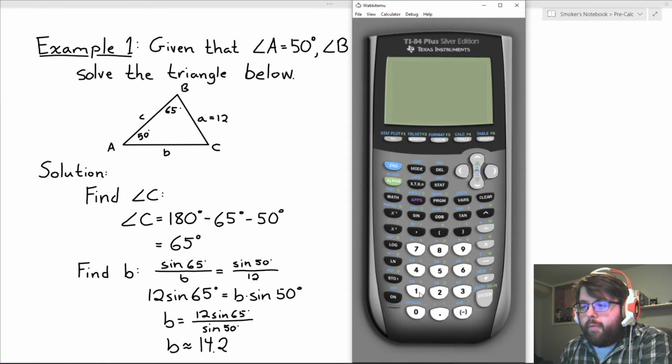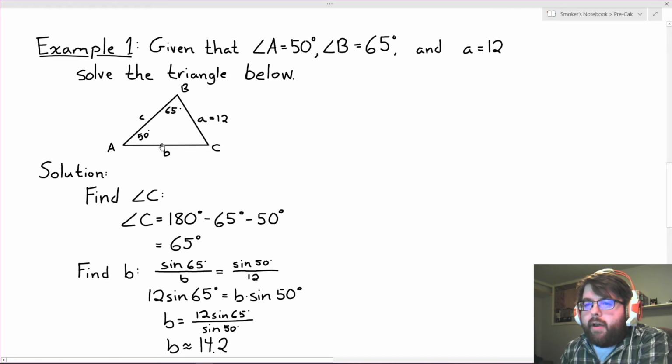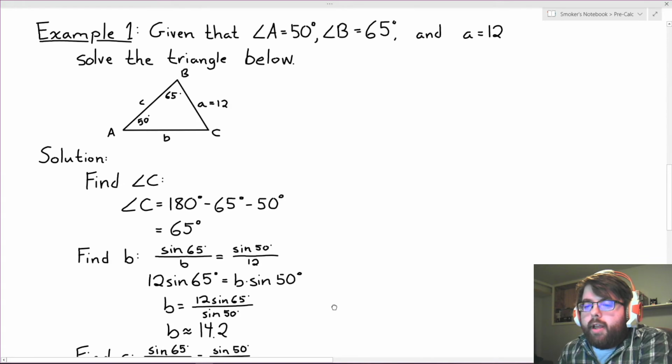Just be careful. I would probably do 12 sine of 65, get a value, that's the numerator, divide that by sine of 50. 14.2 rounds up. How cool. Okay, so now I found this value here, and it is an approximate value, okay? So we want to avoid using this unless we have no other option, right?